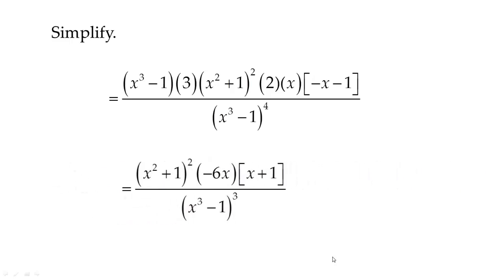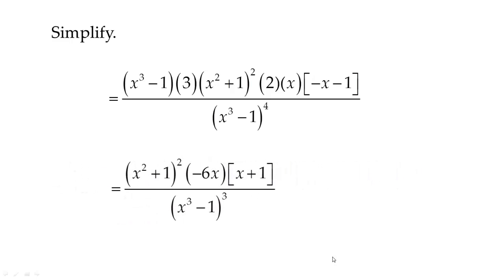And so this is equivalent to the quantity x squared plus 1 squared, times the quantity negative 6x times the quantity x plus 1, all being divided by the quantity x cubed minus 1, all raised to the third power.